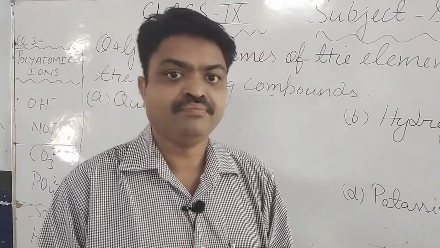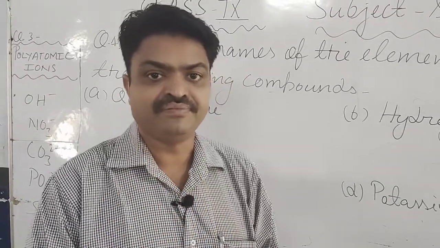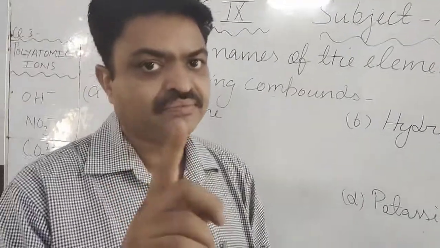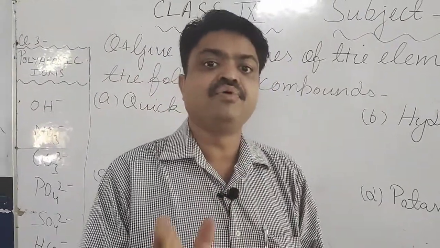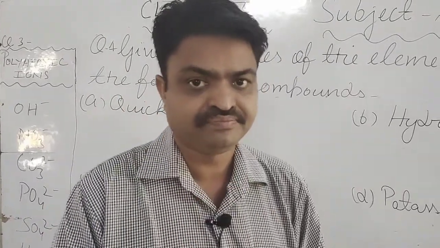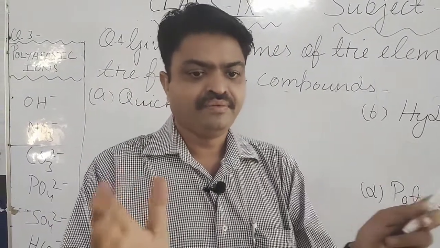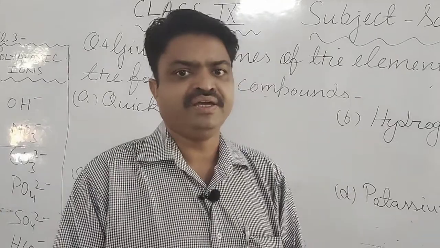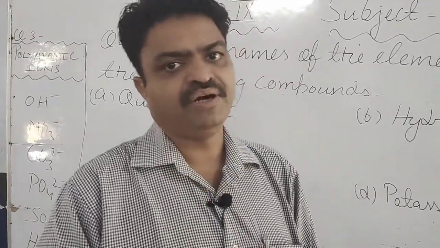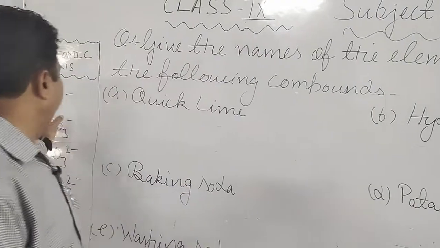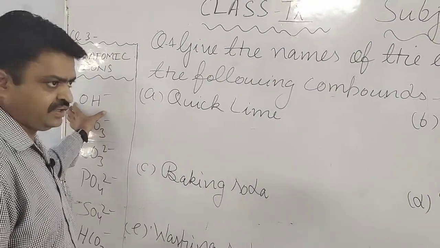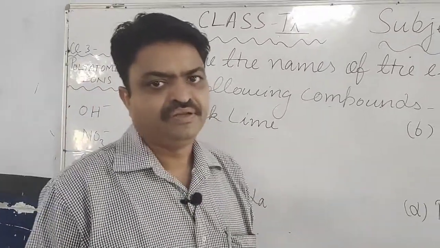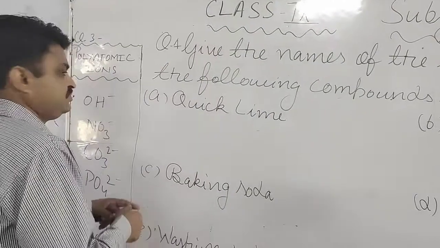Poly means more than one. Atomic means atom containing. Means the ions that contain more than one atom and form a single identity are known as polyatomic ions. Now I want to give you some examples of polyatomic ions.